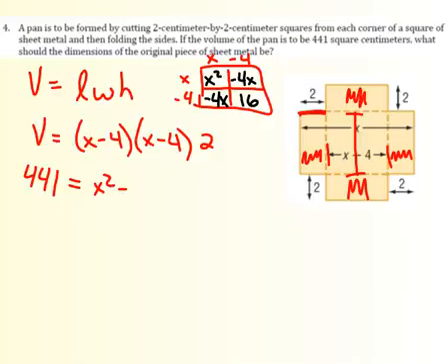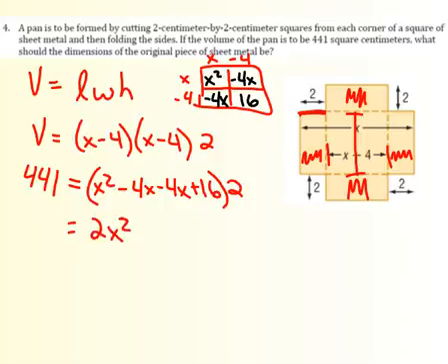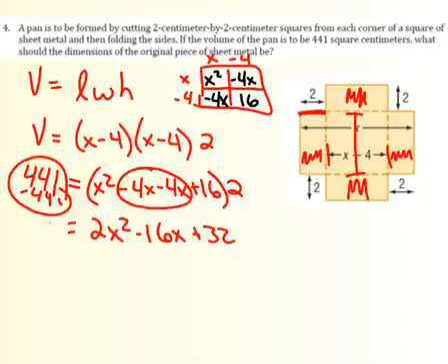So what I would get is 441 equals X squared minus 4X minus another 4X plus 16, times 2. So then what I'd write is 2X squared minus 8 times the 2, I would get minus 16X plus 32. However, to get this 441 away, I would subtract it. So 0 would also equal this, minus 441. Well, instead of writing that, I'm going to write minus 409.